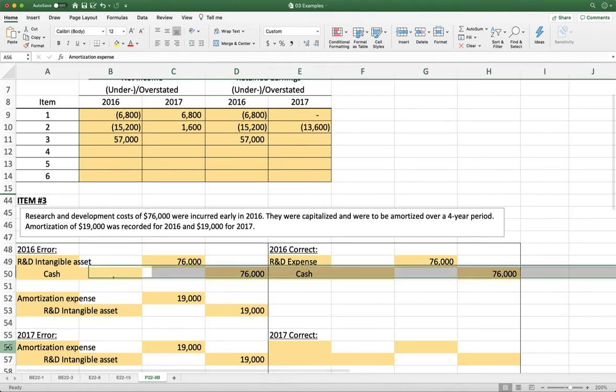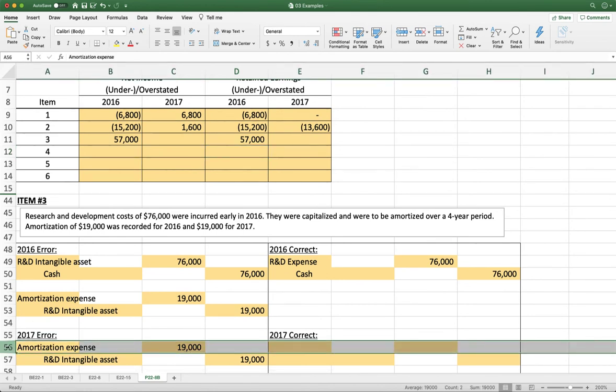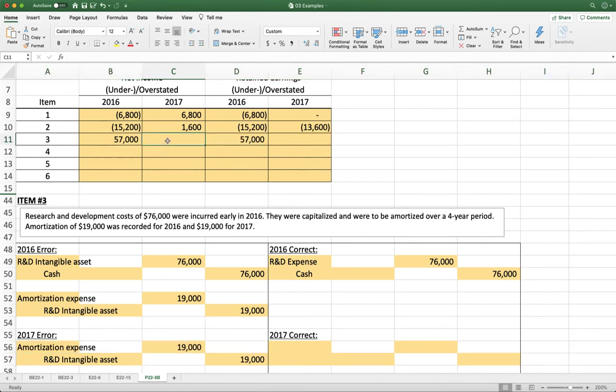Okay, so then in 2017, they took expense when they shouldn't have taken any at all. And so this is going to cause our income to be understated because we're taking expenses that we shouldn't have. And so then when we close out our income statement, we're going to close it out to a retained earnings that's overstated by $57,000. We're going to add to it an understatement of $19,000. And again, we see that our error is starting to correct itself.